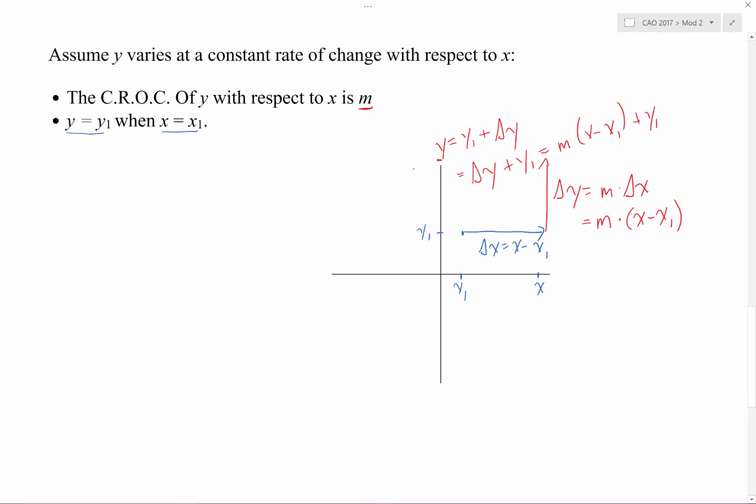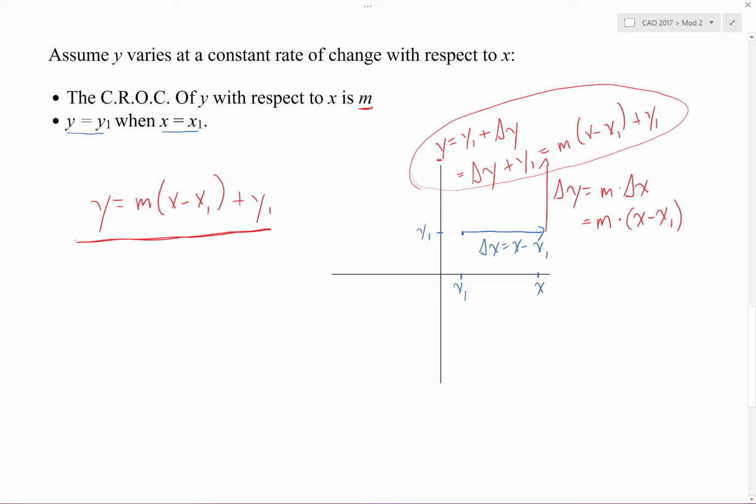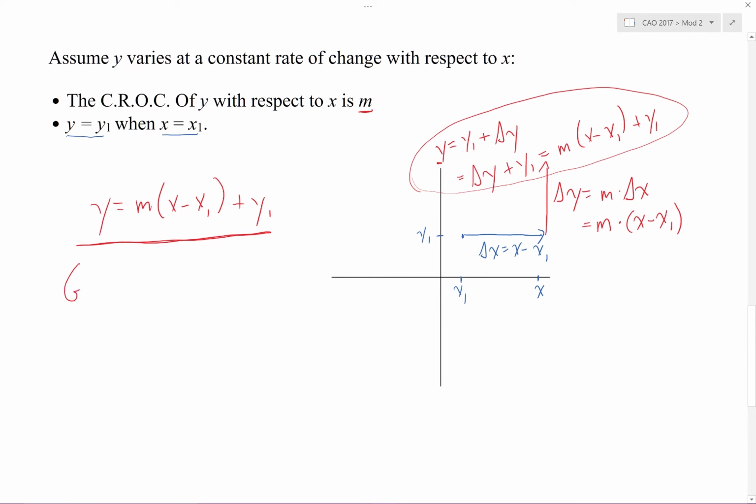So if we take all of this information, we decided that for any value of x, y is equal to m times x minus x1 plus y1. Now we can use this formula that expresses y in terms of x given any constant rate of change m and any reference values for x and y, which we called x1 and y1. We call this form the general linear function formula.